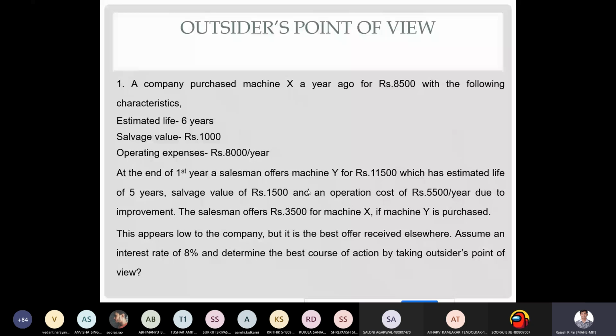But we are not going to learn any new formulas here in the case of replacement, in the case of outsider's or insider's point of view. Even for economic life, we are not going to study a new formula, but we need to study one particular formula which is nothing but economic uniform annual cost. I will tell you that particular formula when you reach that stage.